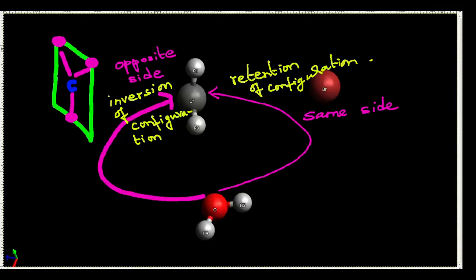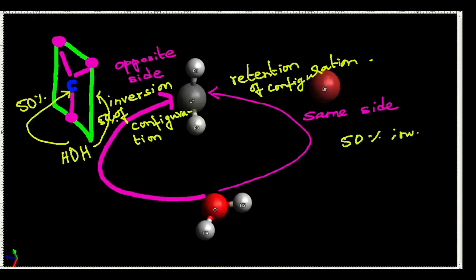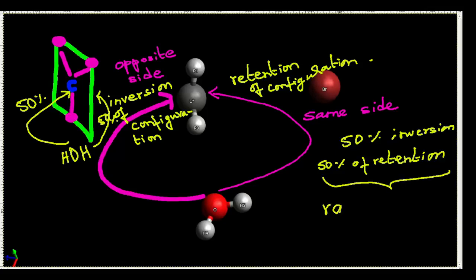Now, theoretically, one would expect attack on either side. So let's say this is your water. It can attack from this side or from behind, and the probability is 50% and 50%. So you would expect that there would be 50% inversion and 50% retention. So ultimately this would give rise to a racemic mixture.